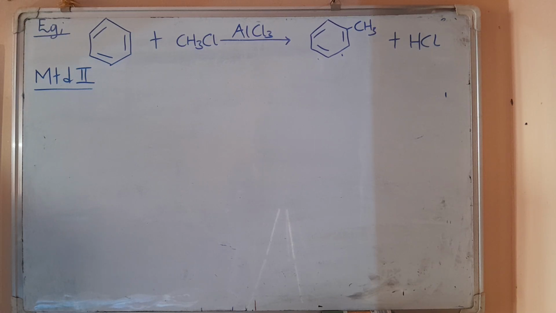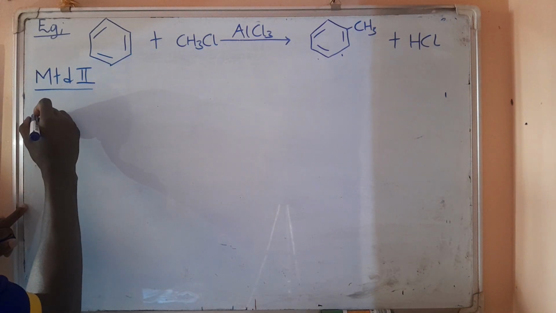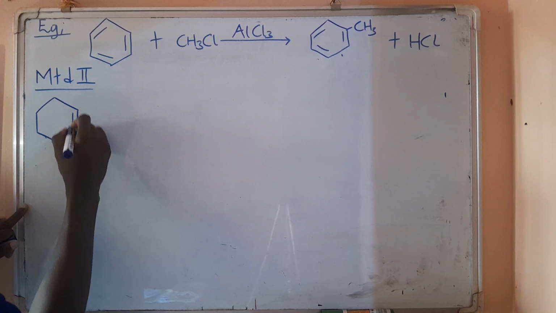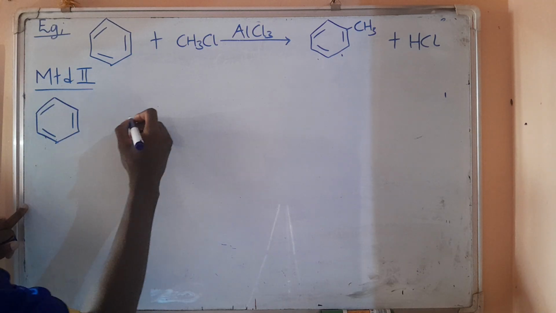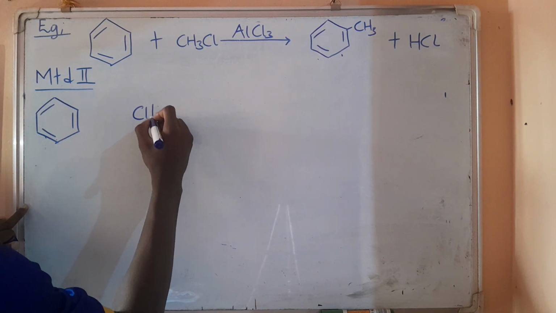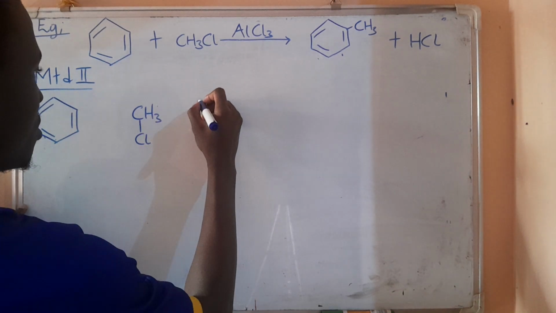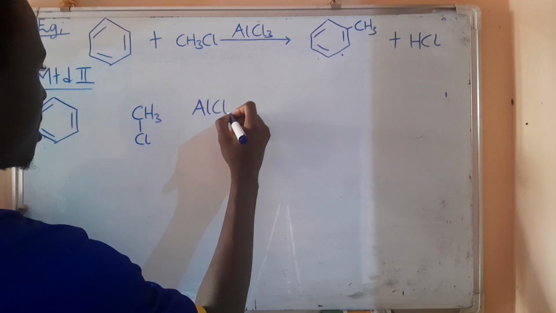So in the previous discussion, I have outlined mechanism 1 or approach 1. However, we can also have another mechanism to this reaction. It doesn't differ much. So in this second approach, I'll write my benzene here. I want to react this benzene with chloromethane in presence of a Lewis acid catalyst.